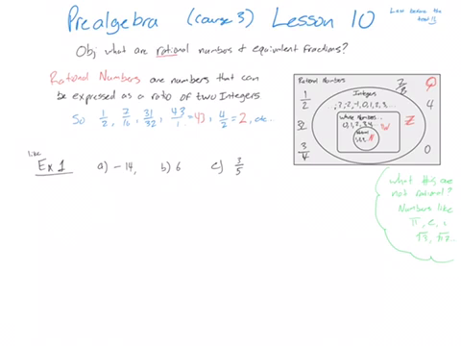Excellent. So for example 1, we're just trying to name all of the names that we can apply to these numbers. So first of all, let's look here at A. It says -14. Well, is it going to be in here? No, because it's negative. Is it going to be in here? Again, no, because it's negative. Is it going to be in here? Well, yes, I have negative numbers. So I'm going to include integers in there.